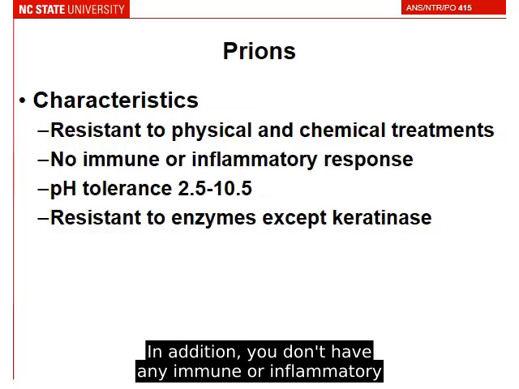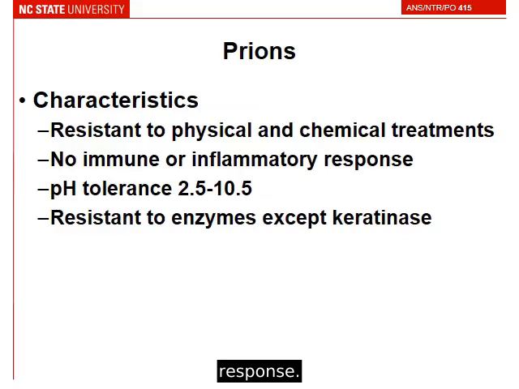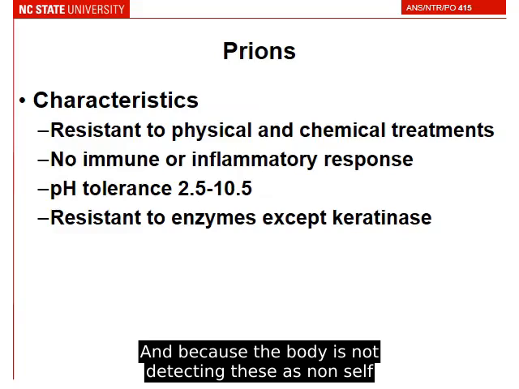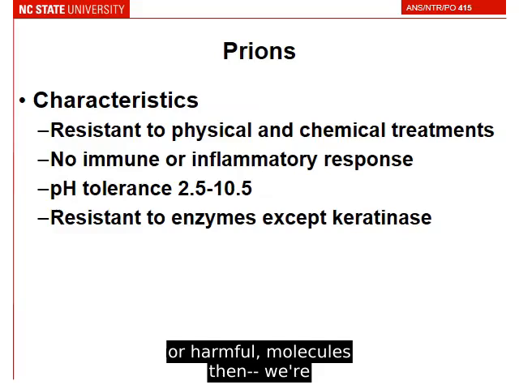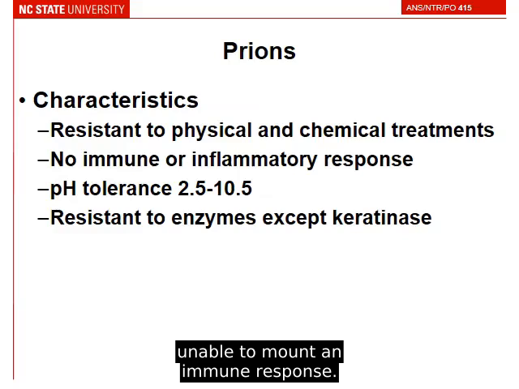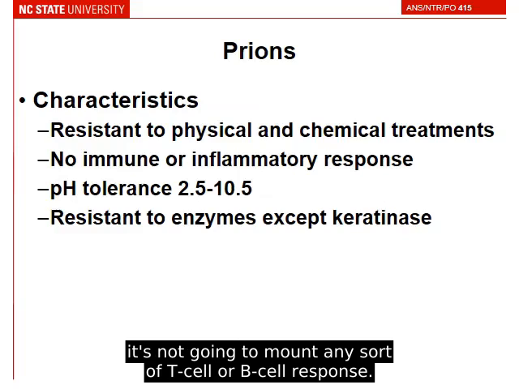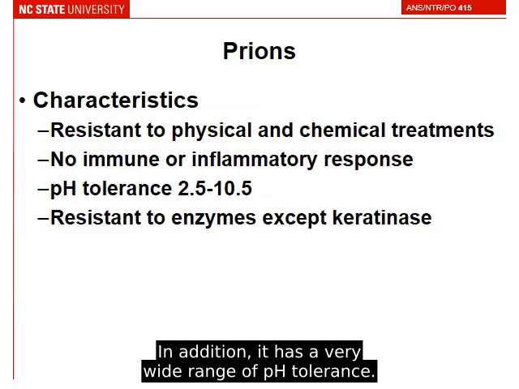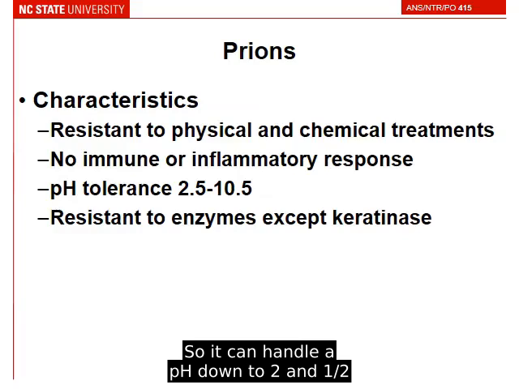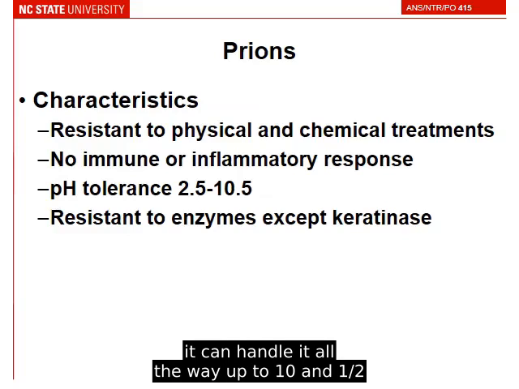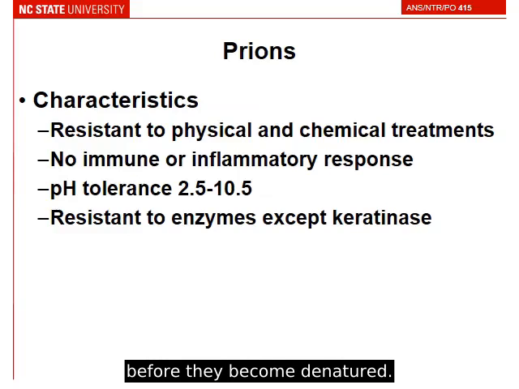In addition, you don't have any immune or inflammatory response, because the body is not detecting these as non-self or harmful molecules, so we're unable to mount an immune response. If our innate immune system does not recognize these prions as foreign, it's not going to mount any sort of T cell or B cell response. In addition, they have a very wide range of pH tolerance. They can handle a pH down to 2.5, and all the way up to 10.5 before they become denatured.